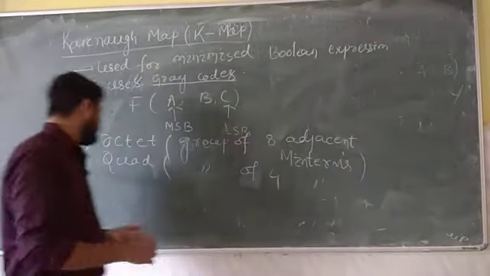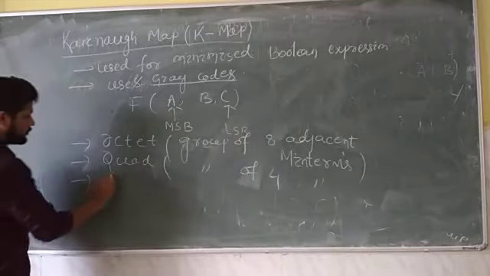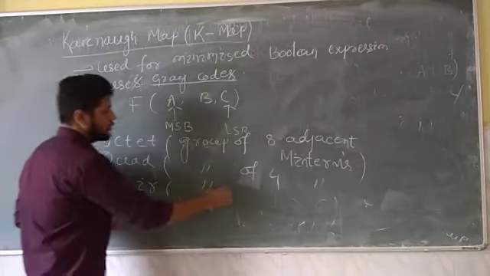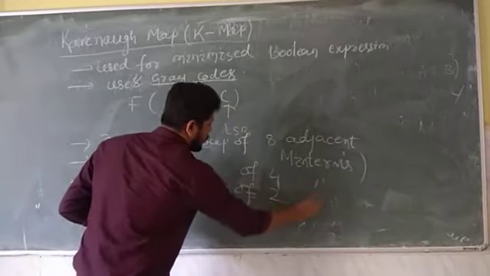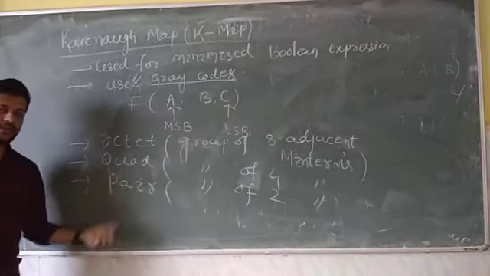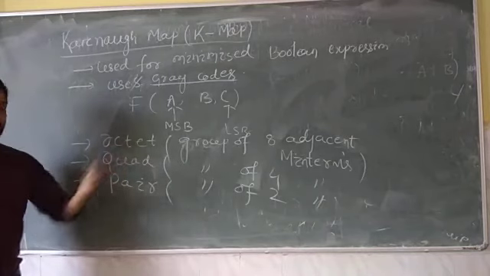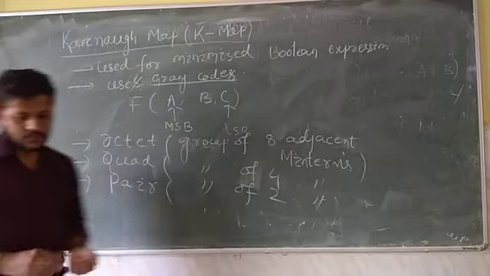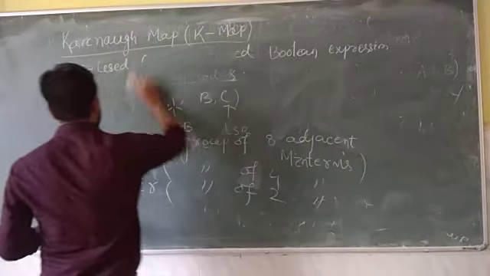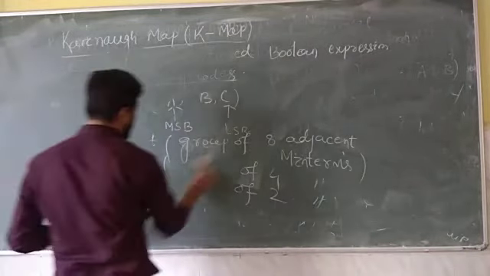Then we have pair. Pair means a group of 2 adjacent minterms. So you need to remember this: octet, quad and pair. This terminology is very important. I am going to use it in the K-map. So now we will see how to construct a K-map.